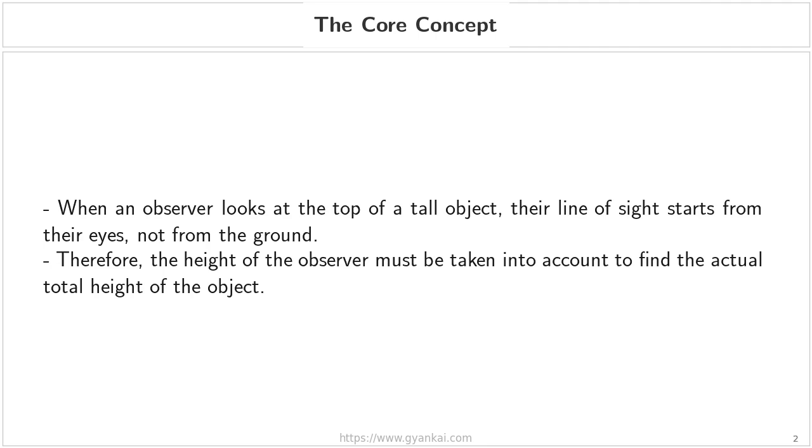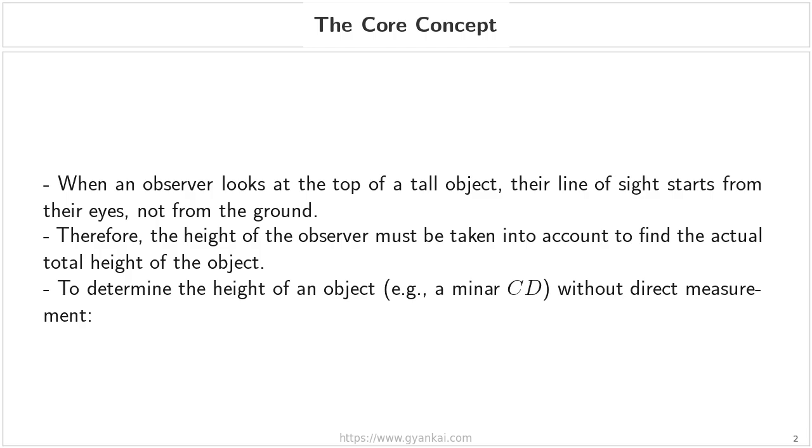The core concept. When you're standing there looking up at the top of a tall object, like a tower, your line of sight doesn't actually start from the ground at your feet, it starts from your eyes. This is a crucial detail. Because your eyes are positioned some distance above the ground, the triangle we are about to build doesn't cover the entire height of the object. It only covers the part from your eye level upwards. Therefore, to find the actual, total height of the object, we must remember to account for the height of the observer as well.